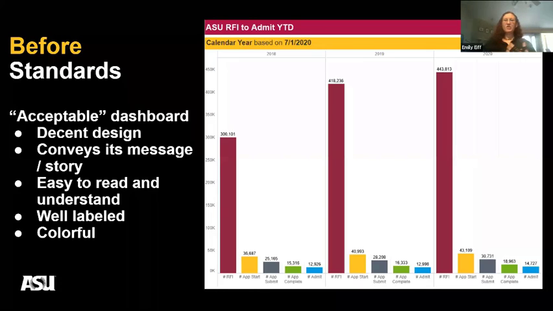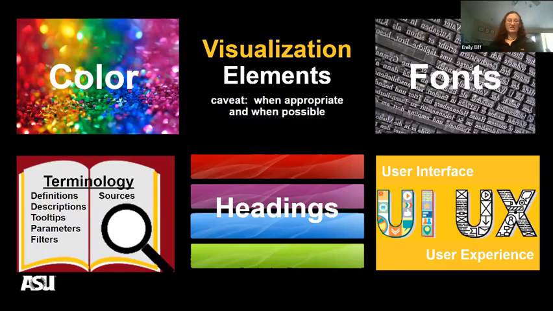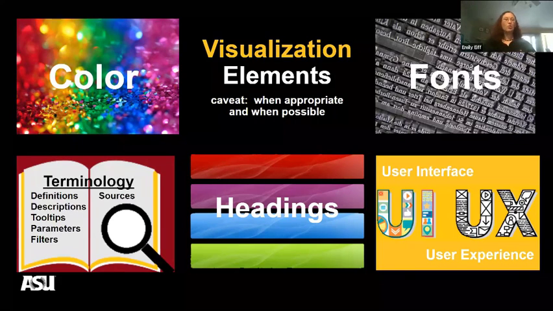So our visualization standards focus on five primary areas: use of color, fonts, headings and titles, user interface and user experience aspects like layout, chart and table types, interactions with filters, parameters, and toggles, and then lastly, terminology and definitions. And we have a very strong admonition when applying our standards that they be applied when appropriate and when possible, because we realize hard rules don't work for every situation or tool.